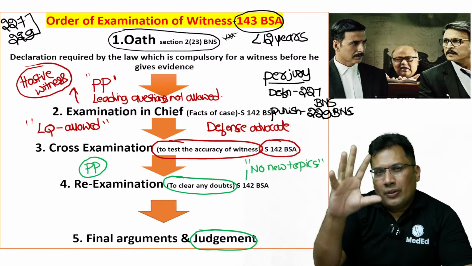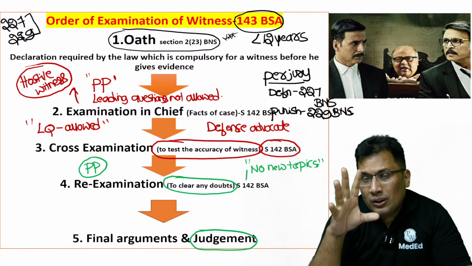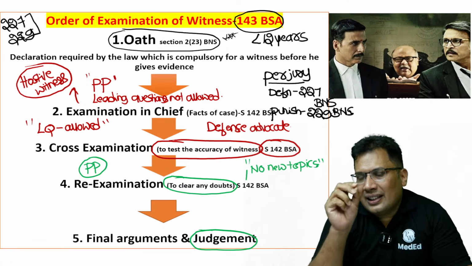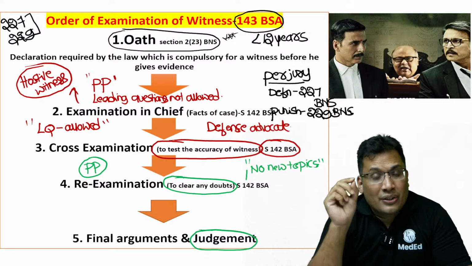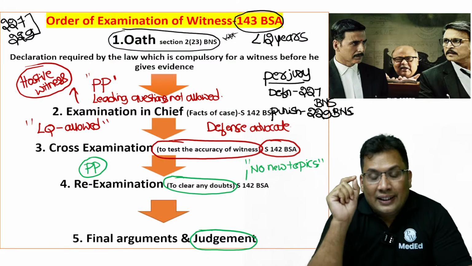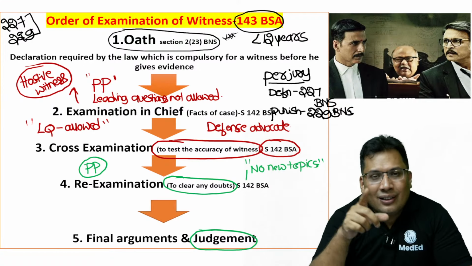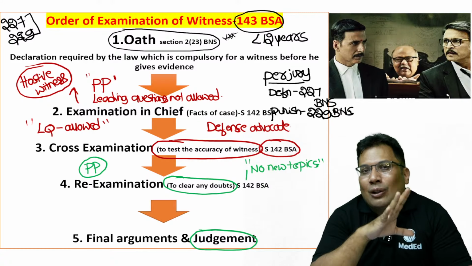I'll repeat again. In the courtroom procedure, there are five important steps. It starts with the oath. Oath is not necessary for age less than 12 years. Oath comes under 223 BNS. Oath is mandatory and compulsory. Taking oath and telling a lie is called perjury. Perjury is a broad term; hostile witness is also involved.